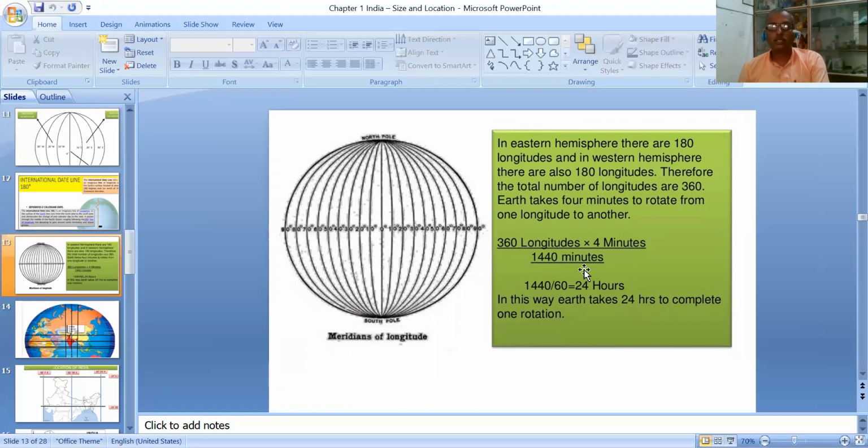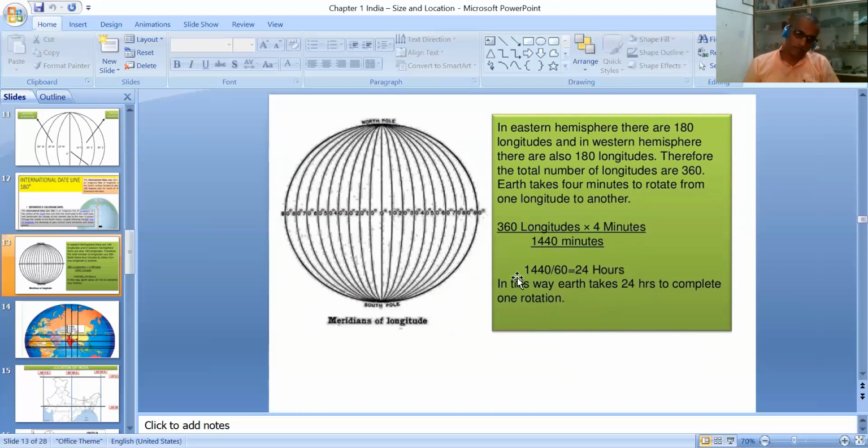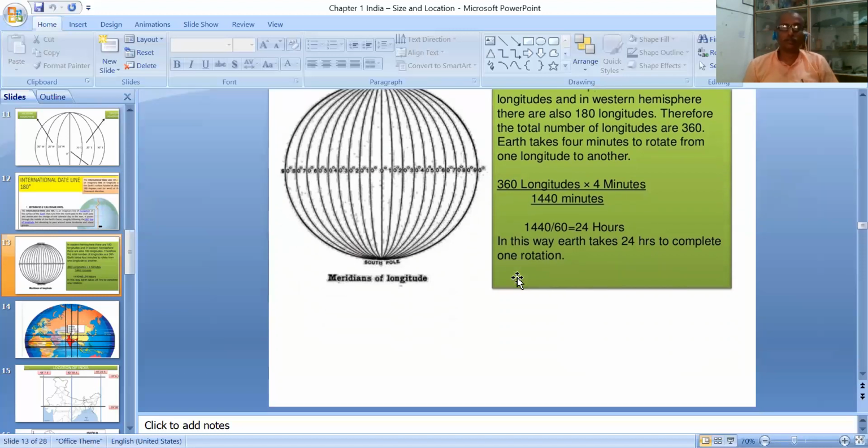Fine. Now let us look into that. Total 360° when we multiply with 4 minutes, we get 1440 minutes. When you divide by 60, you will get 24 hours. 60 minutes, 1 hour, so 24 hours. In this way, Earth takes 24 hours to complete one rotation. One rotation, that is one day. This we have to remember. This will help you later to understand the geographical conditions.